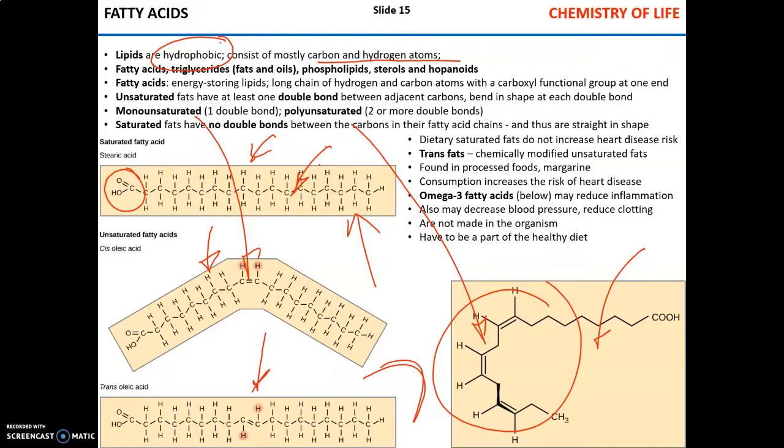There is a hypothesis that polyunsaturated fatty acids, such as this omega-3 fatty acid at the bottom, may reduce inflammation, may reduce blood pressure, reduce clotting. They're not produced in the organism, and it's recommended to have them as a part of a healthy diet.